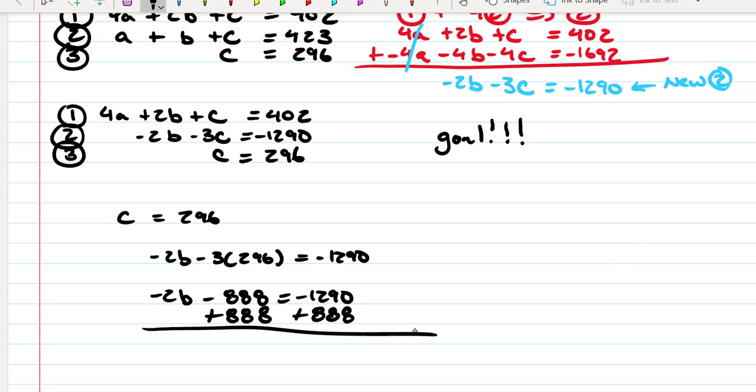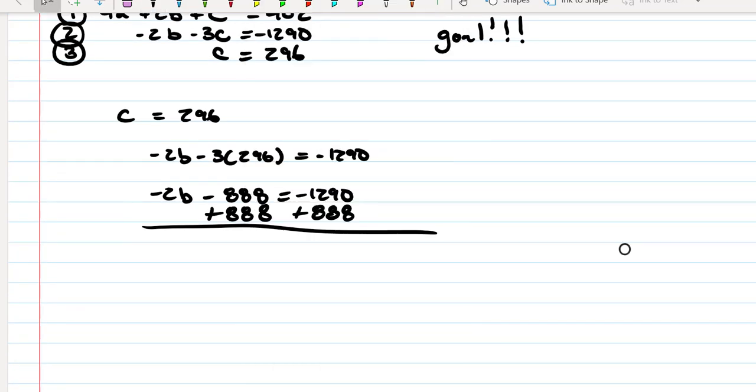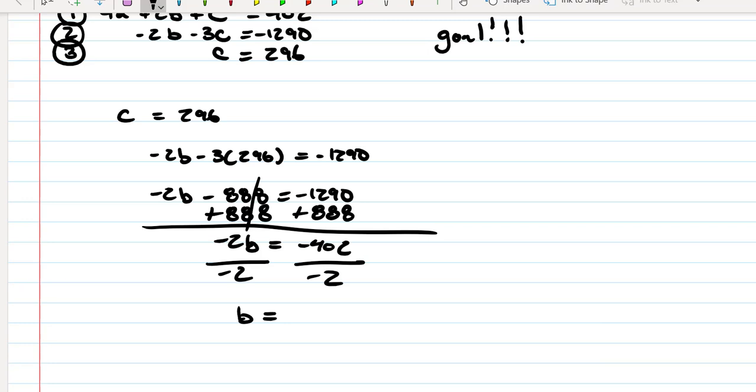So negative 1290 plus 888 gives me negative 402. Those go away. I get negative 2b. So then I divide by negative 2, and I divide by negative 2, and I get b is equal to 201.